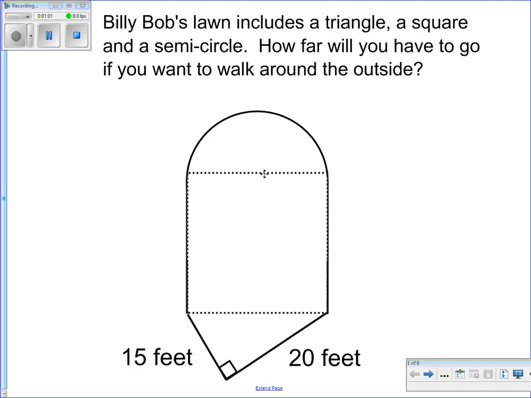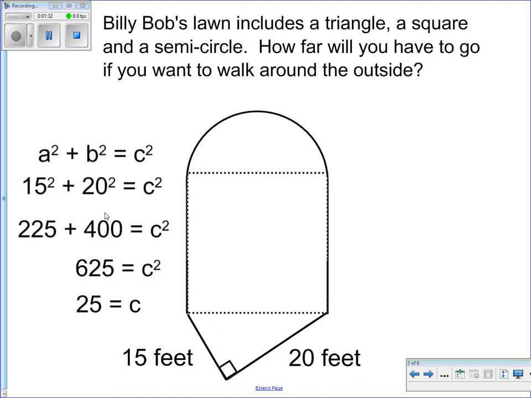So let's go ahead and see what clues we have to figure out the missing sides. Well, unfortunately, the only clues we have are the measurements of the two lines at the bottom. Fortunately, we also have a right angle marker, which tells us that we'll be able to use the Pythagorean Theorem. We can label this side A, this side B, and this side C. Then we plug A and B into the Pythagorean Theorem, and we find out that C is equal to 25.